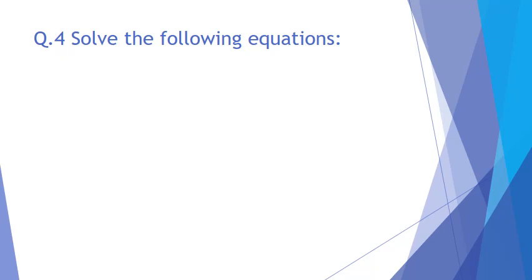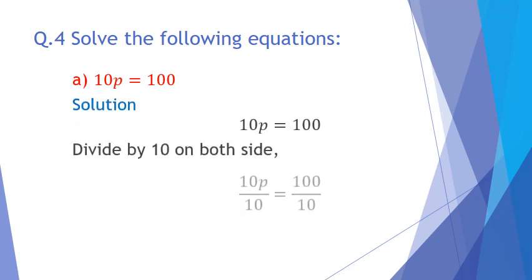Next, question number 4. Solve the following equations. First one, 10p equal to 100. So, to separate p from 10p, we have to divide by 10 on both sides. So, we get 10p upon 10 equal to 100 upon 10. That is, p equal to 10 is the solution.